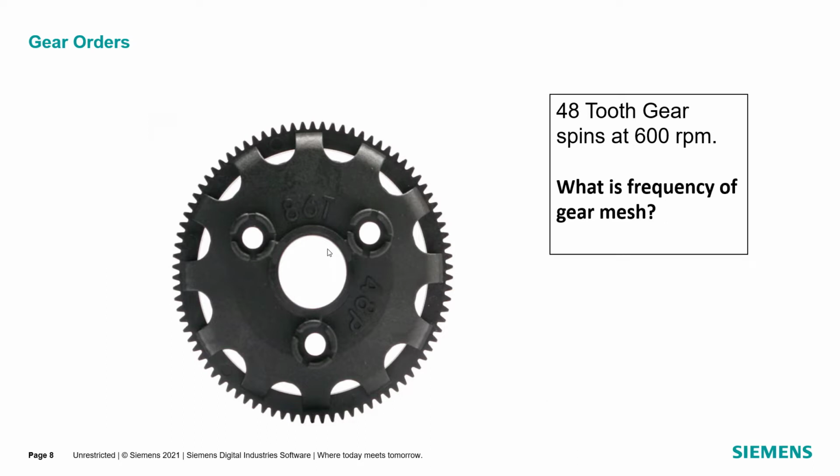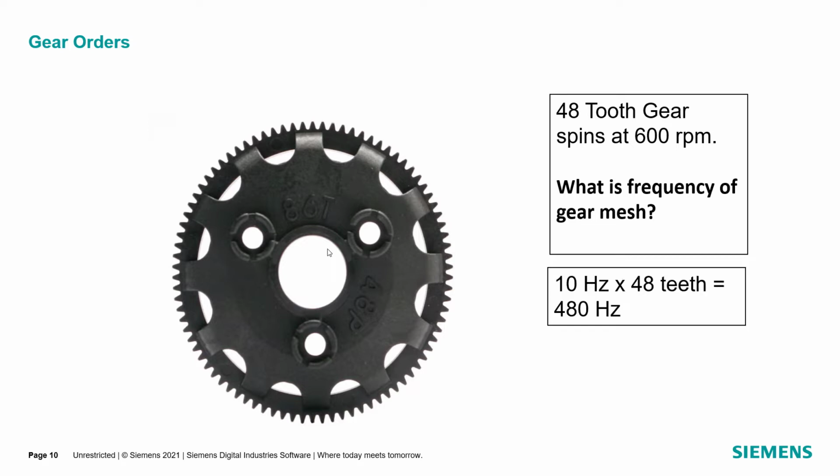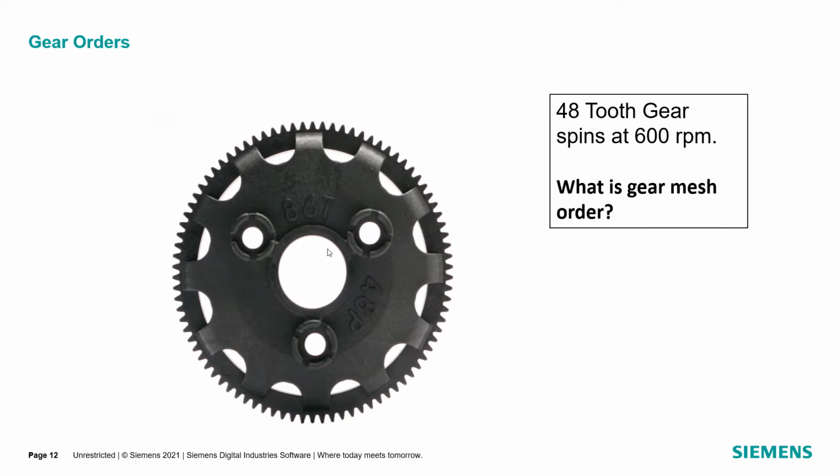Now the frequency of the gear mesh corresponds to those 48 teeth. So we have 48 teeth that are interacting per one rotation. So we go back to that 10 hertz shaft frequency and we multiply that by the 48 teeth. So the gear mesh frequency here is 480 hertz. And we can also plot that with the given amplitude. Now the gear mesh order corresponds to the reference shaft, which is spinning at 600 RPM. And that gear mesh order would be 48th order. There's 48 tooth interactions per one rotation of the tracking shaft.